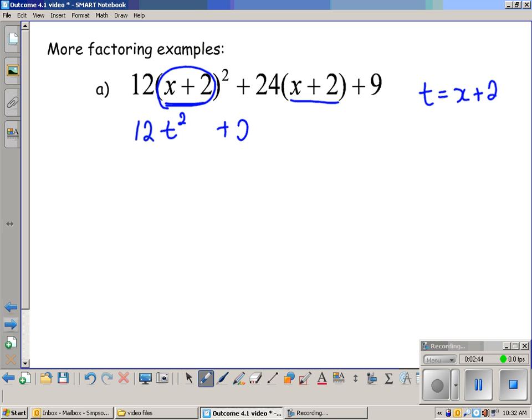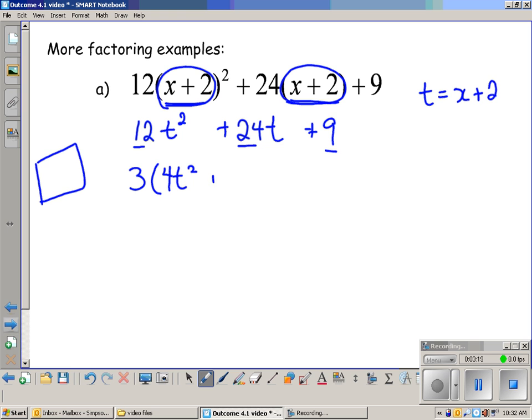Then we have plus 24. Again, we have x plus 2, so I'm going to substitute in a t. Plus 9. I now have 12t squared plus 24t plus 9. This is a trinomial that I can factor using my box method. Before we factor with the box method, we have a common factor here. Common factor of 3 leaves me 4t squared plus 8t plus 3.